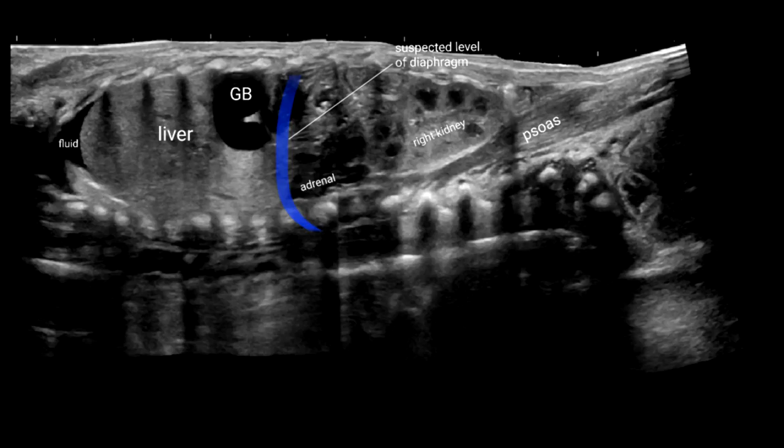Here's another case of a right-sided congenital diaphragmatic hernia. You can see the blue areas where the suspected level of where the diaphragm should be. Above that, you can see liver, gallbladder, fluid, and posterior to the liver, echogenic hypoplastic lung.